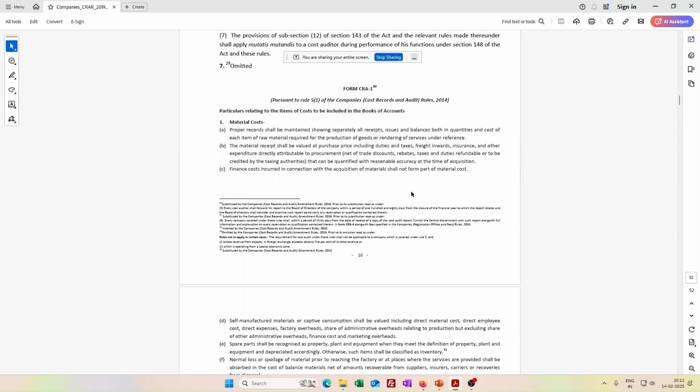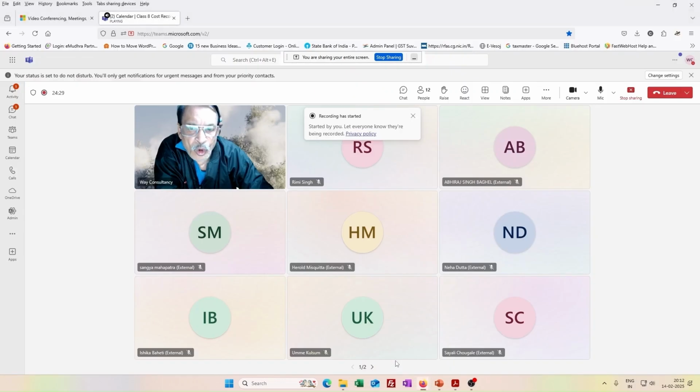Now, CRA 1 starts from material cost. Material cost means, can you tell what does it mean by material cost? Can anybody tell? What does it mean by material cost in a manufacturing industry? Anybody who knows what is material cost?